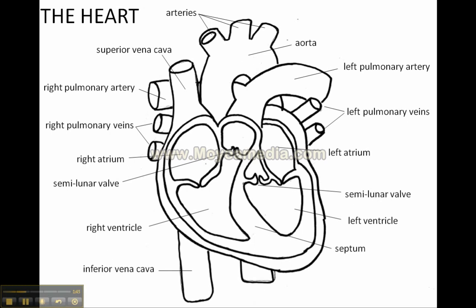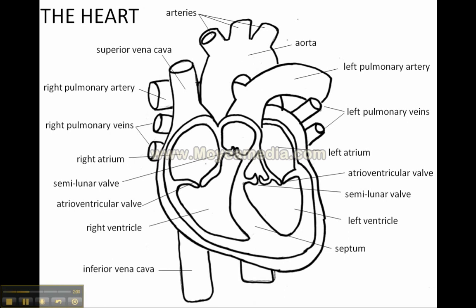The other 2 valves, called the atrioventricular valves, are located between the atria and the ventricles and prevent blood from flowing back into the atria when the ventricles contract.